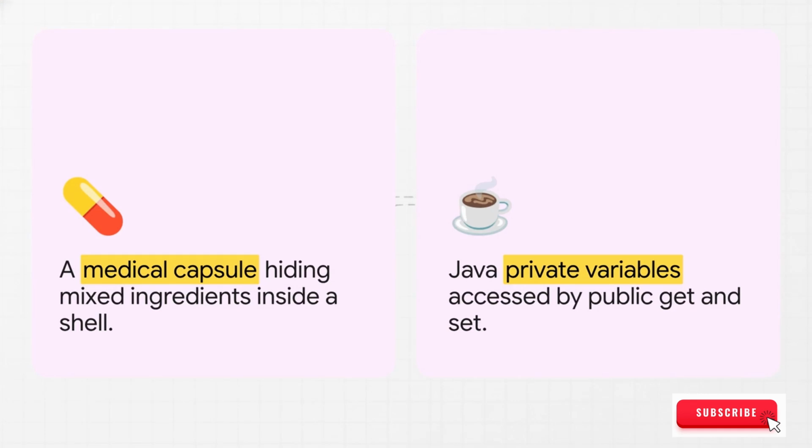A really great way to think about this is like a medical capsule. It mixes a bunch of sensitive, raw ingredients and hides them safely inside a protective shell. When you take the medicine, you only interact with the shell, never the raw ingredients inside. And in Java, we literally mirror this. Check out the snippet here. You've got your private variables safely locked inside the class shell, and the outside world, it can only interact with them through those strictly controlled public get and set methods.